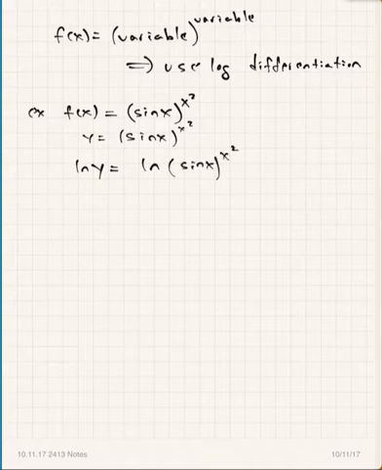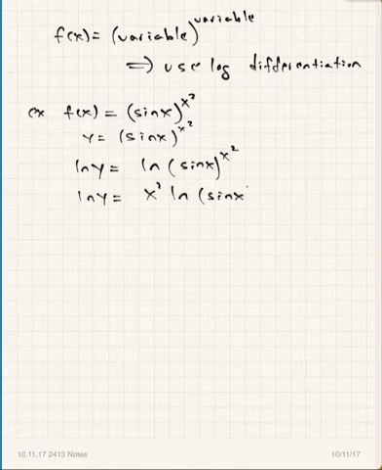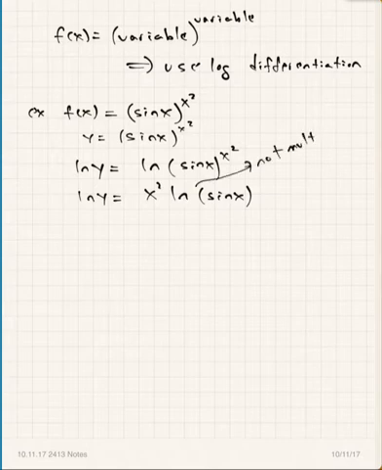Right, so I took the log of both sides, the natural log of both sides. And then I use the power rule for logarithms, and I bring that x squared down in front. Now, please don't confuse natural log of sine x as multiplication. This is not multiplication right here. This is simply function notation, right? It's the natural log function of the sine function. So that's going to be a chain rule when we differentiate.